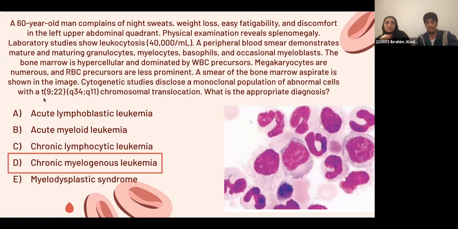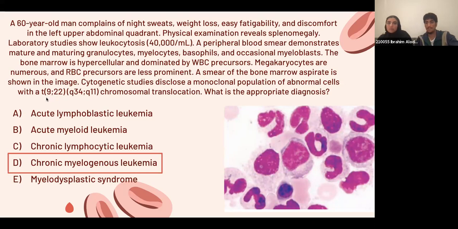That's why you really need to know your translocations well, because this will make or break a question. You could guess based off of maturing granulocytes, myelocytes, basophils, and myeloblasts, because all of these cells, although some immature and mature, are all from the same progenitor cell, which is a myeloid cell. And if you have 40,000 and this has been chronic, you can say this is most likely chronic myelogenous leukemia. You confirm your diagnosis by checking the chromosomal translocation. That's at least how it happens in the hospital.